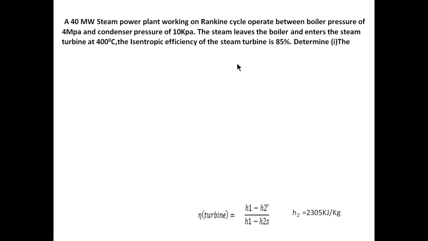He has given the efficiency here. You need to note here, this is what I'm talking about. He has given the efficiency of the turbine. That means the process 1 to 2 is not an isentropic process. It deviates from the isentropic process. Okay, we need to consider this.